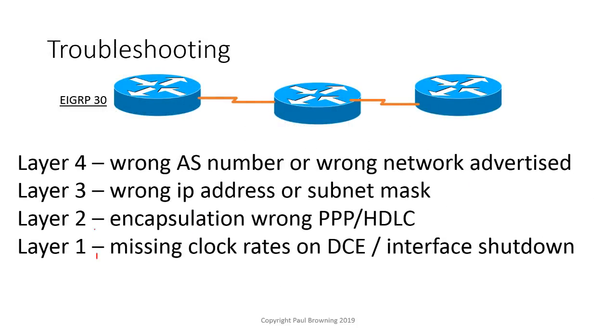Troubleshooting, you can go from the bottom to the top or top to bottom. Obviously, clock rates on your DCE interfaces, or the interface is shut down. Wrong encapsulation type, it needs to match. Wrong IP address or subnet mask, and then often the wrong AS number or the wrong network is advertised.